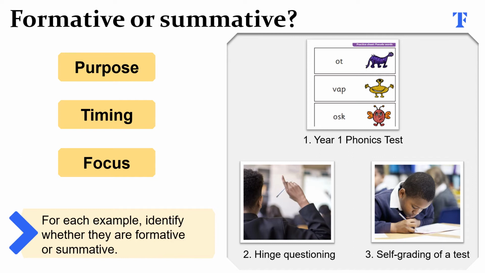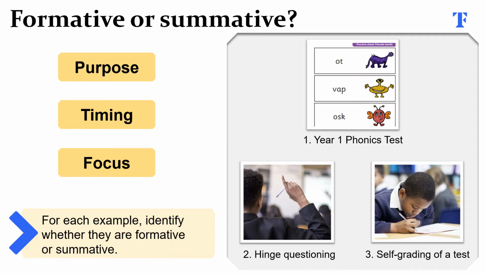However, it is dependent on how it's used. If the data from a phonics screening check is used to inform teaching and learning by feeding back into the classroom, it can be argued that it is being used as a formative assessment. Number 2, questioning. This is an oral formative assessment. The purpose is to provide information as to whether pupils are competent in an area to move on. The timing is during a lesson at a hinge point, and the focus is on a key concept or idea.